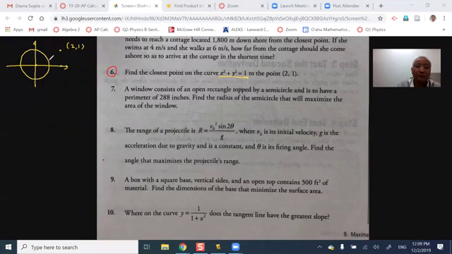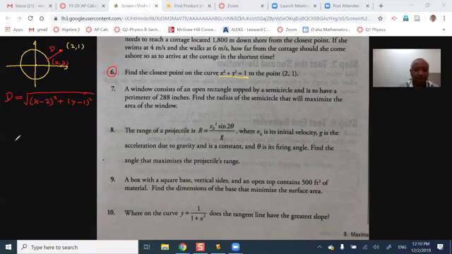They ask you to find the point on the circle. We don't know where that point is, so we just say anywhere here, and we call it (x, y). They ask you to find this point such that the distance from here to here is the shortest, so we can call this D. How do you find D? D equals the distance formula: the square root of (x minus 2) squared plus (y minus 1) squared.